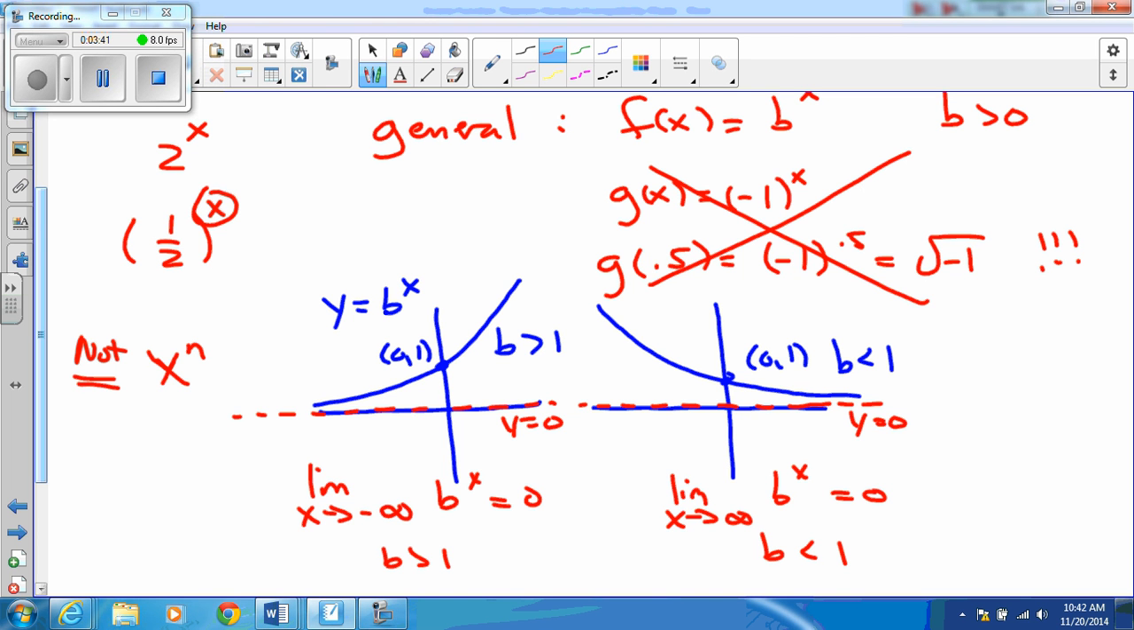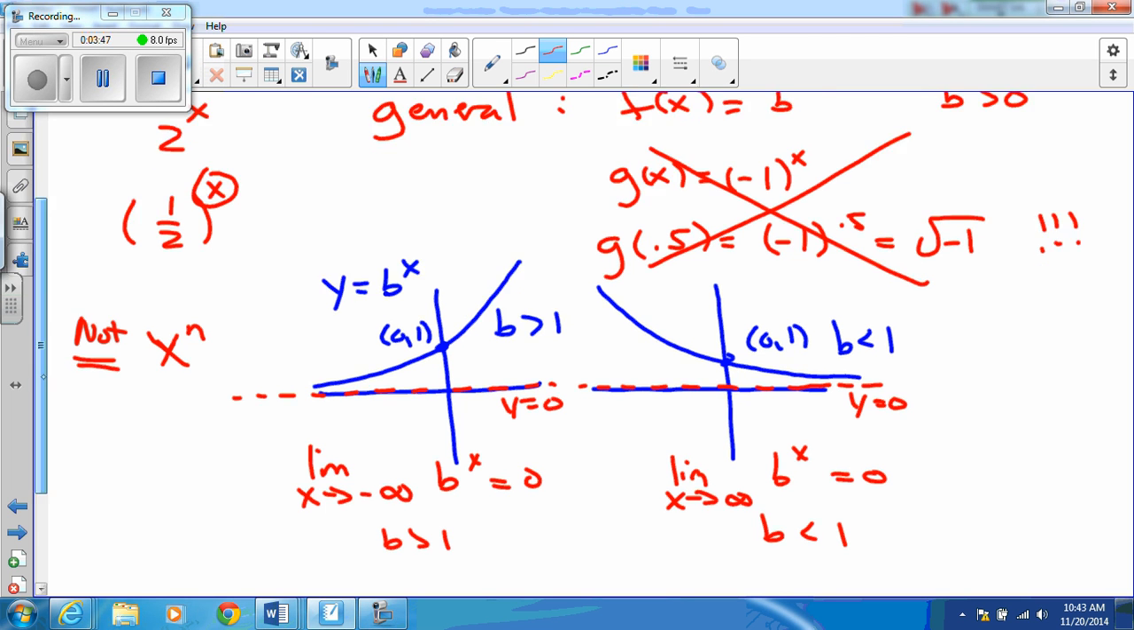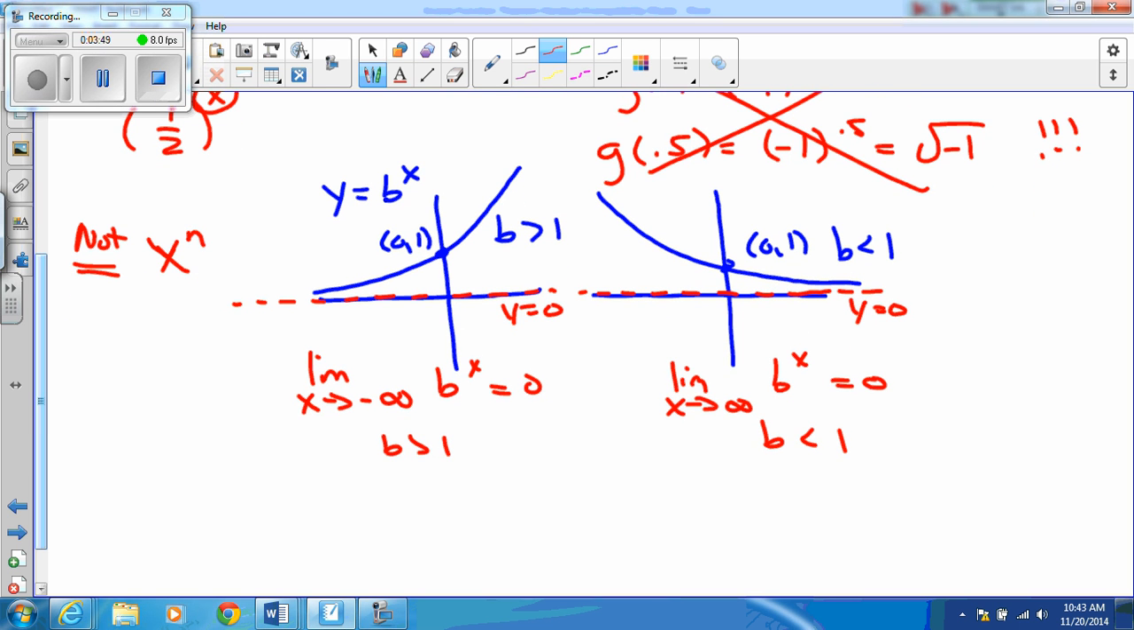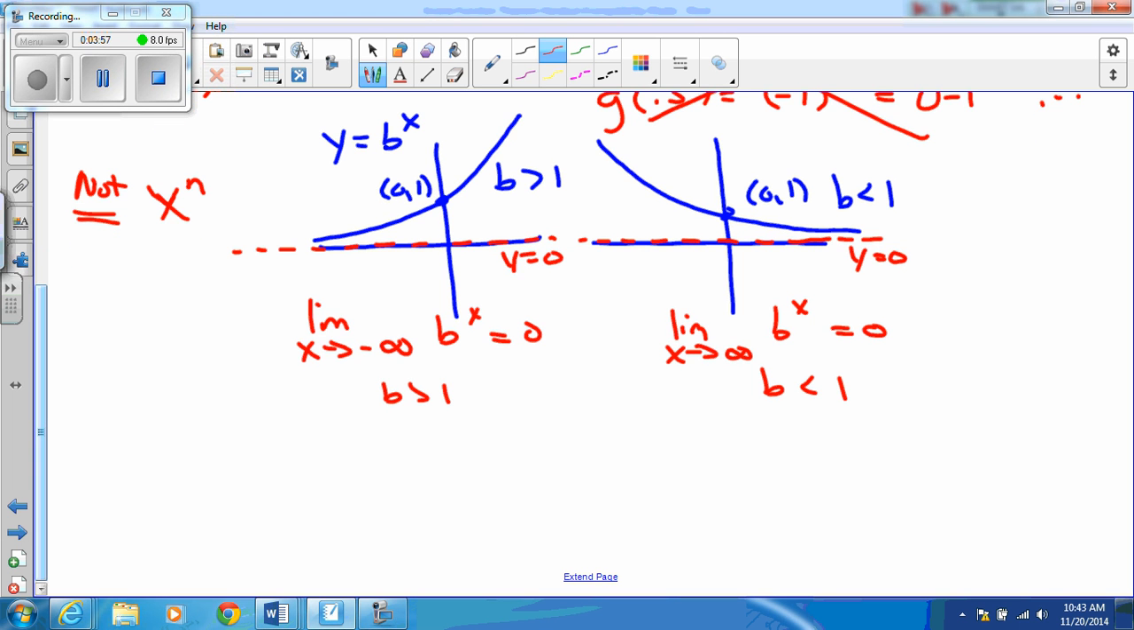There's a b that I missed. What happens if b is equal to 1? I'd like for you to take a minute, pause the video, and sketch a graph of y equals b to the x when b is 1. Welcome back. If you sketched it correctly, you should get a nice constant function that neither increases nor decreases.